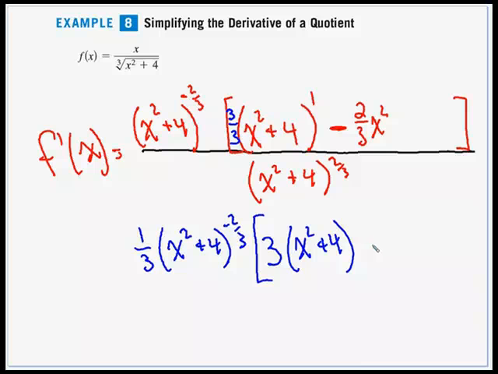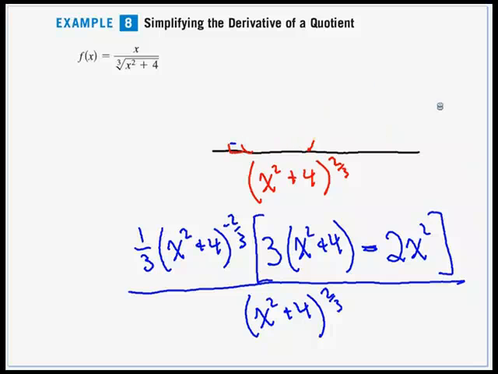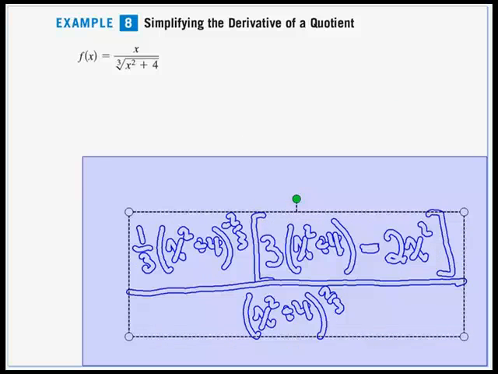And then we have our minus 2/3. We factored out a 1/3. 1/3 times what is 2/3? Well, that's just a 2x squared. And our denominator is still x squared plus 4 quantity to the 2/3. Now we just have a little more simplification there in those brackets. Still, we can distribute the 3 and combine our like terms.